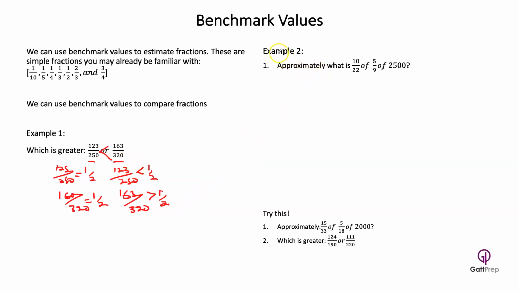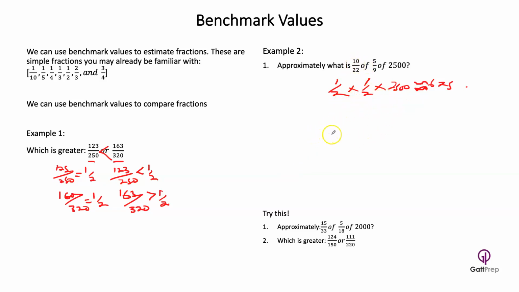Now let's look at example 2. Approximately what is 10 over 22 of 5 over 9 of 2,500? Here, if we can recognize that these fractions are very close to half, we can estimate. So we can approximate 10 over 22 to be half, and 5 over 9 to be half, and then times 2,500, and you can say this is 625. Approximation.